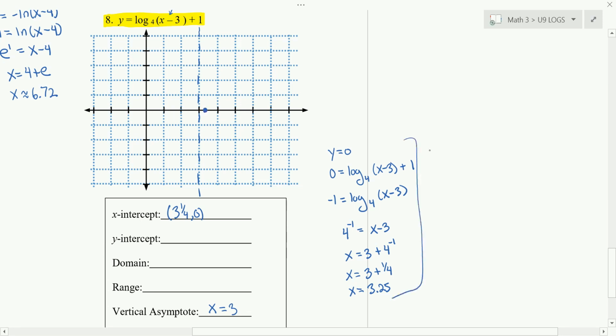I'm going to get some more points here. When y is 1, let's see what we get for x. So we subtract 1, change to exponential form. 4 to the power of 0 is 1. Add 3 to both sides. And so we get the point (4, 1).